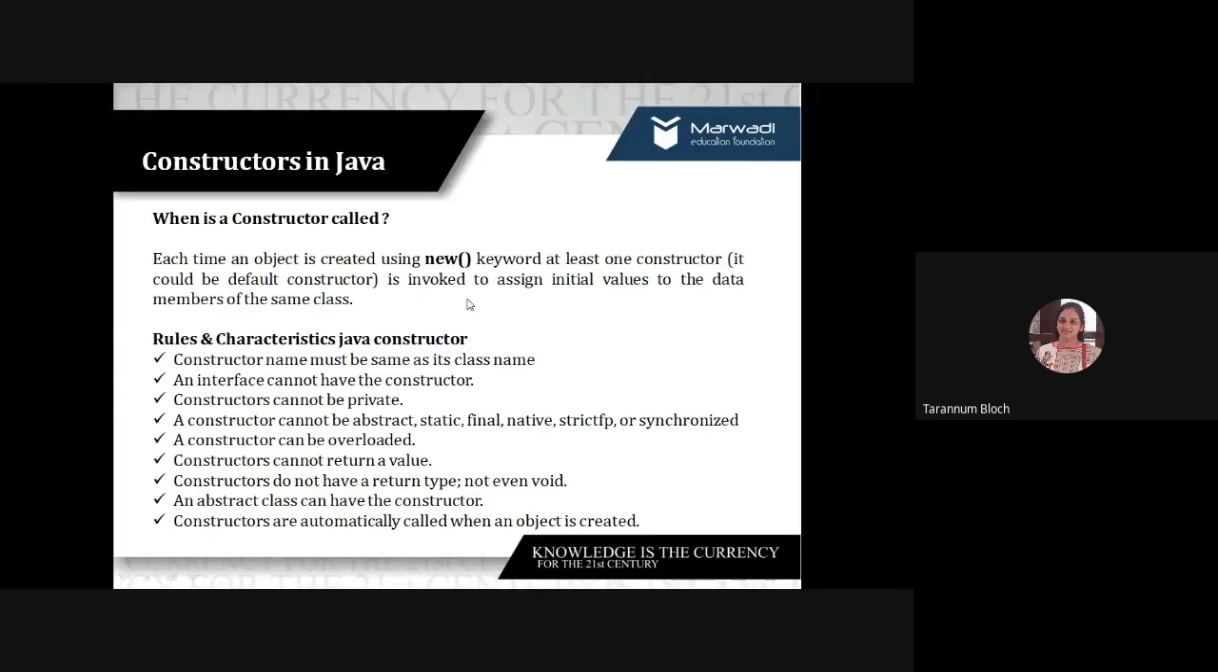Now, let us understand certain characteristics of your constructor. Rule number 1, as I said, the constructor name must be the same as your class name. We cannot give a different name. If you give a different name, it will become a method, not a constructor. The major characteristic and work of the constructor is that it allocates the memory to the class data members. Now, an interface cannot have a constructor. This is a rule.